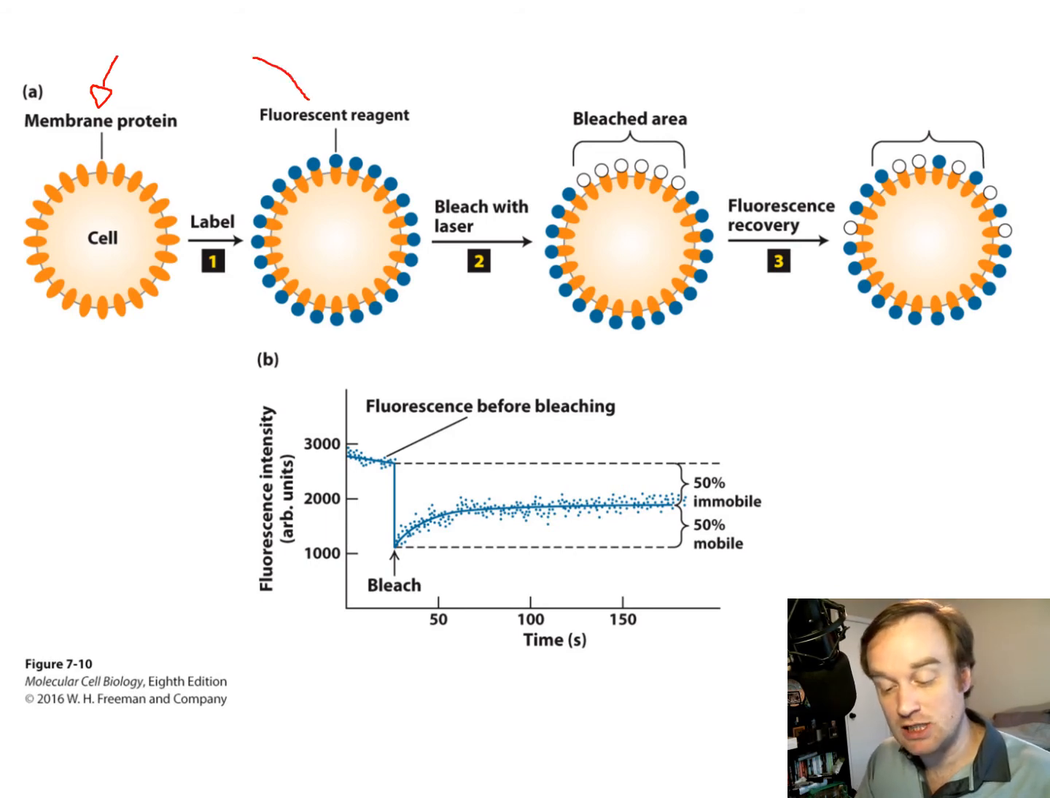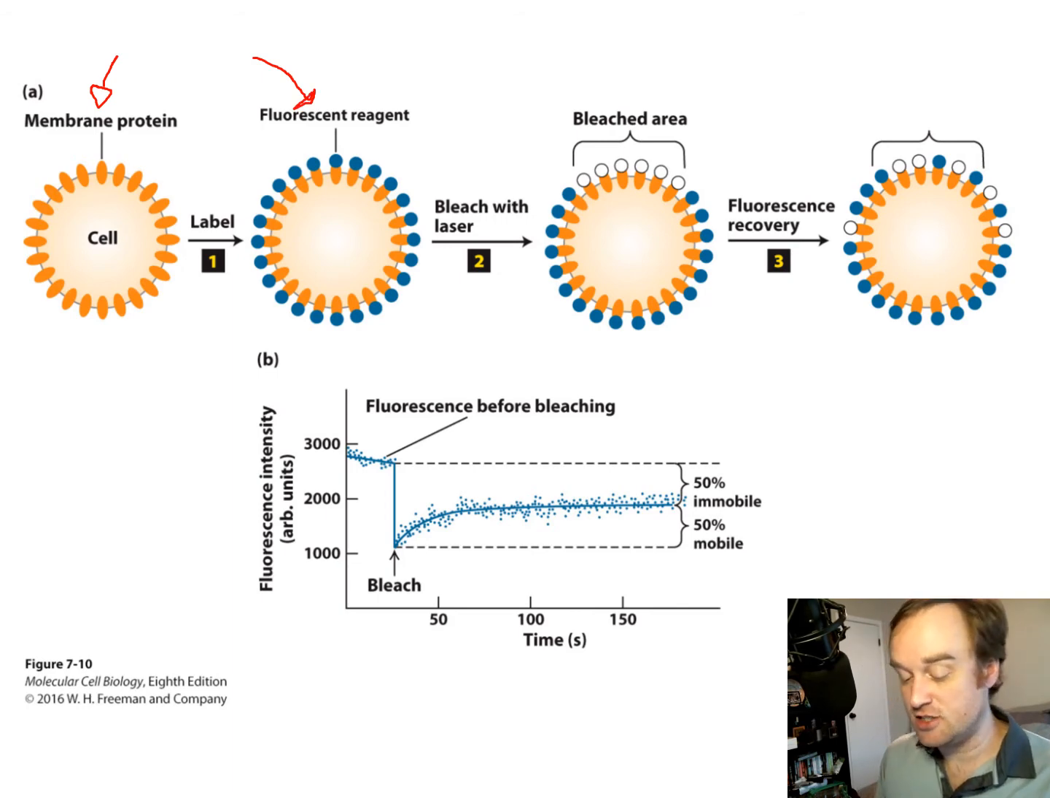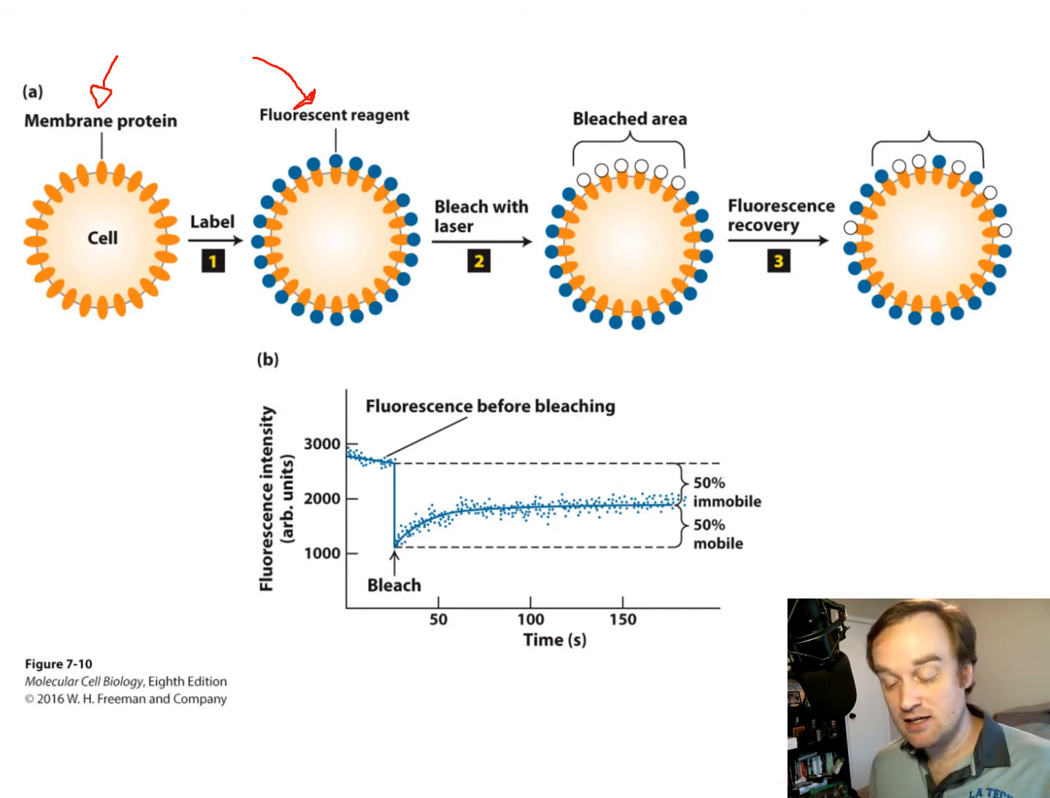Next, we label those membrane proteins with some sort of fluorescent reagent that's either linked to an antibody or GFP tagged, etc. Then we take a laser and bleach a small portion of the cell. So we lose all fluorescence in that area, but the rest of the cell, the fluorescence remains intact for those proteins. And then we watch to see, where we photobleached that spot, how long it takes for that fluorescence to recover, or at least partially recover, from other proteins moving in, because they're able to move throughout this membrane.